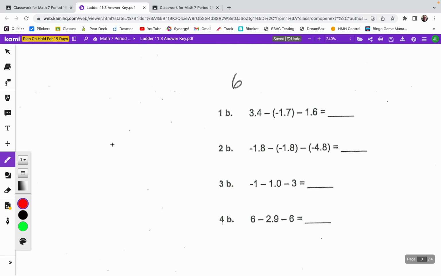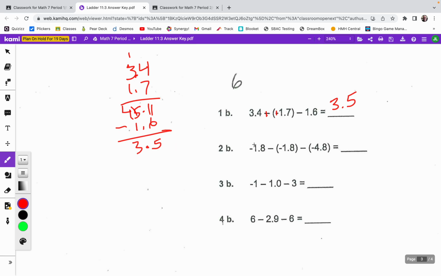Okay, step 6. This 3.4 minus a negative 1.7 is the same as adding the opposite. So we're going to add those together, 3.4 and 1.7. We get 5.1 in the positive, and then we're going to subtract 1.6 from it. Decimal point goes straight down, we get 3.5. Negative 1.8, subtract a negative 1.8 just goes to 0. If we subtract a negative 4.8, we get 4.8.